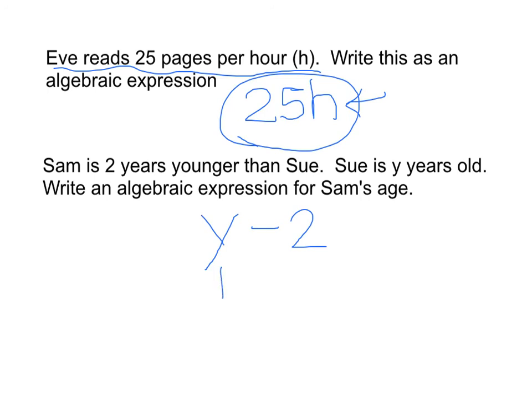And this is a variable because depending on how old Sue is, Sam's going to be 2 years younger. If Sue is 12, then Sam is 10. If Sue's 18, Sam is 16.